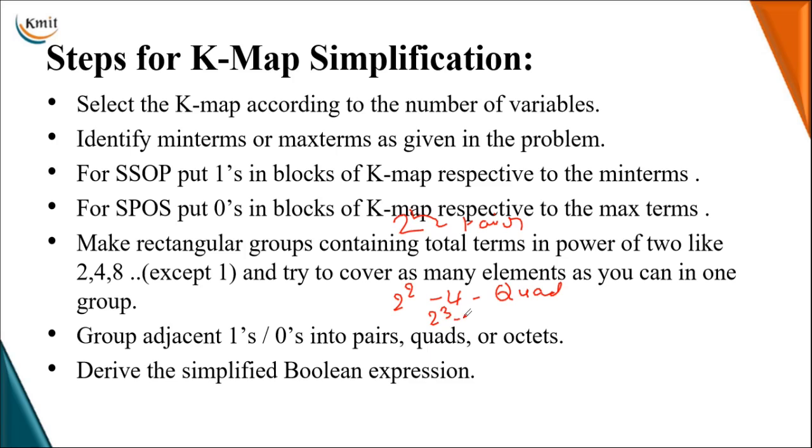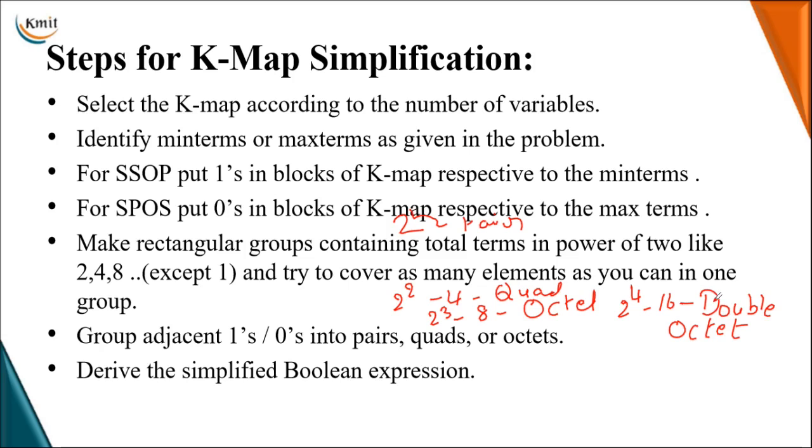2 cube is 8, so 8 cell adjacency is called an octet. 2 power 4 is 16, and 16 cell adjacency is called a double octet. So always choose the largest group, based on your K-map.